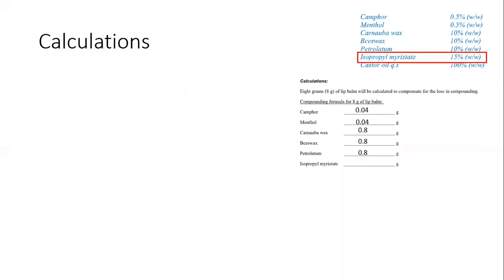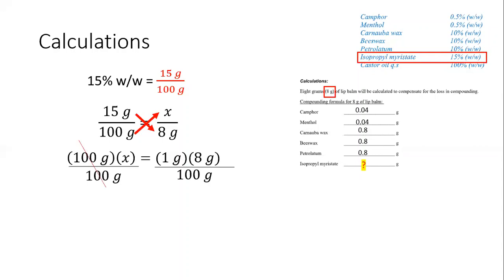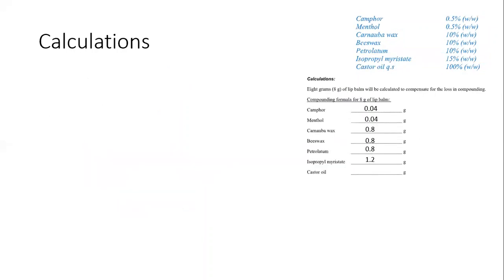Isopropyl myristate is 15% weight per weight, and we will again calculate in the similar fashion as before. And our answer comes out to be X is equal to 1.2 grams. Our last ingredient is castor oil. Now this one's a little tricky as it is listed as 100% weight per weight concentration and is also QS. So go ahead and calculate how much we need to make our desired quantity.